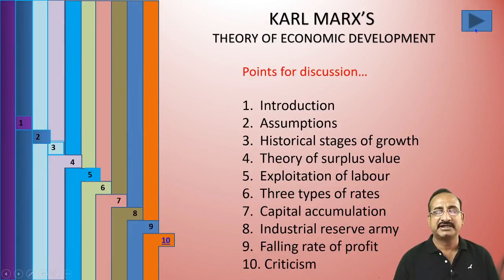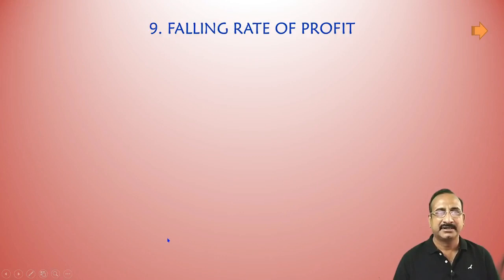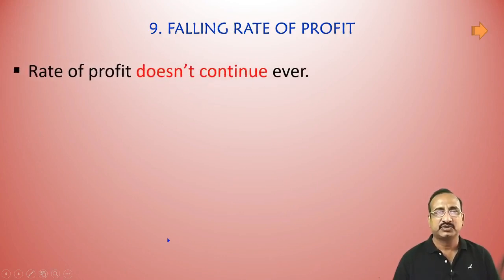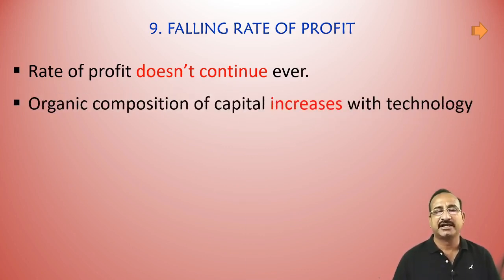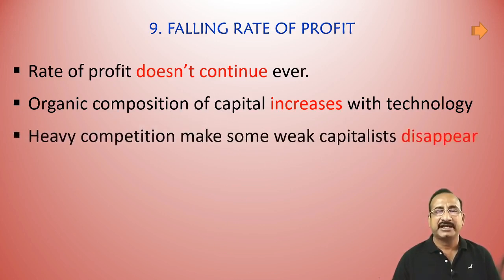So after the industrial reserve army, let us move to the last concept explained by Karl Marx. Let us move to the 9th slide. Falling rate of profits. This process of getting more and more profits by the capitalists is not a continuous process. It will end at some particular moment. On the other side, we can see the organic composition of capital also increasing with the technology, and heavy competition among the capitalists leads to an unhealthy situation in the society, and some weak capitalists will disappear.